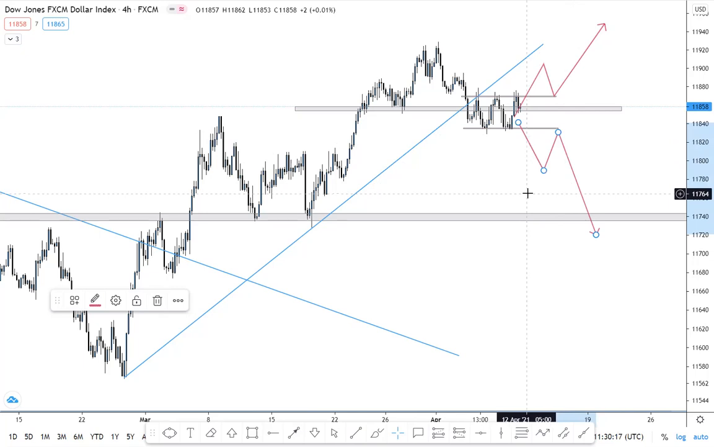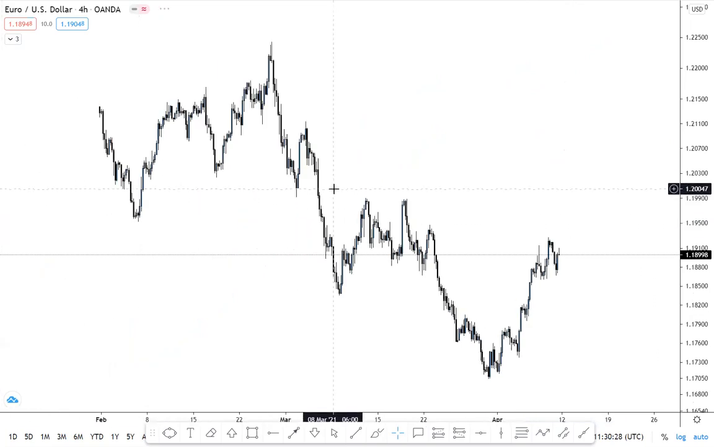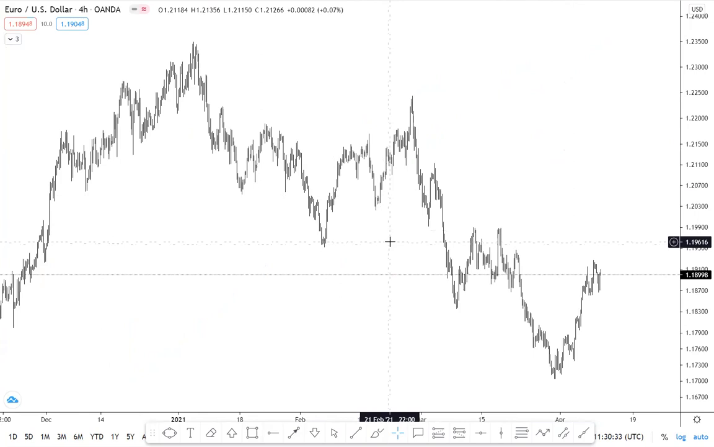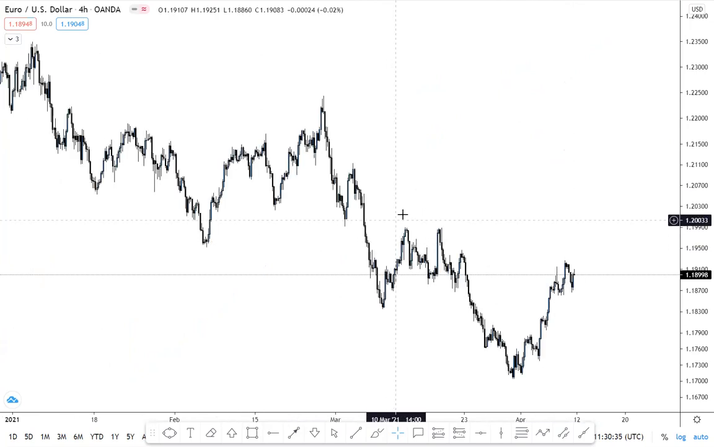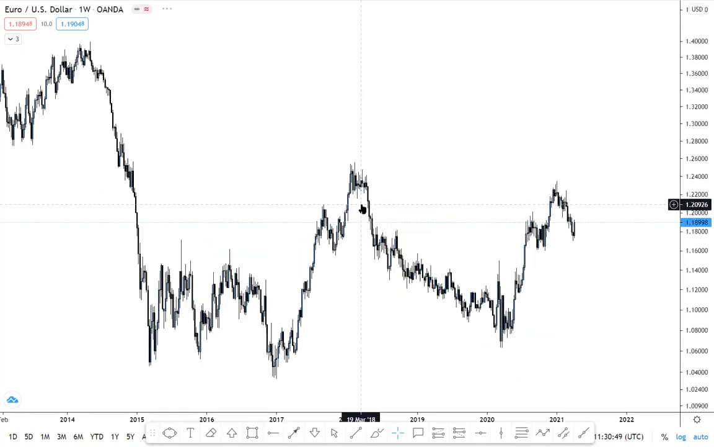All right, let's go to our next instrument on the table, which is the Euro USD. Okay, so the Euro USD is a direct opposite of the dollar index. But because I like to analyze each instrument on its own for price to tell me what it is actually doing, let's take it from the weekly as well and break it down to the H4.